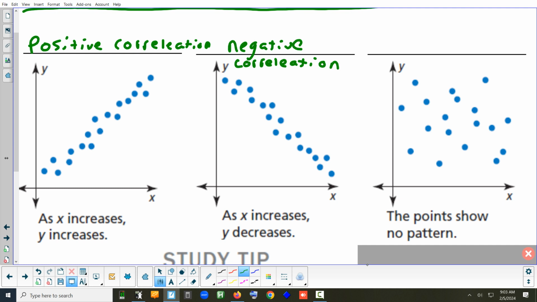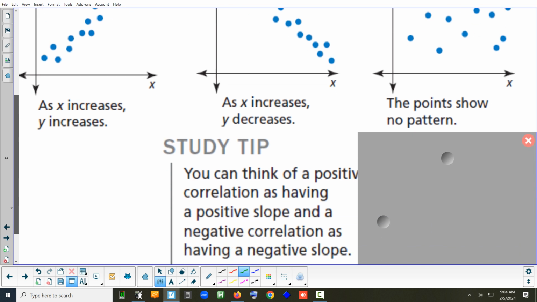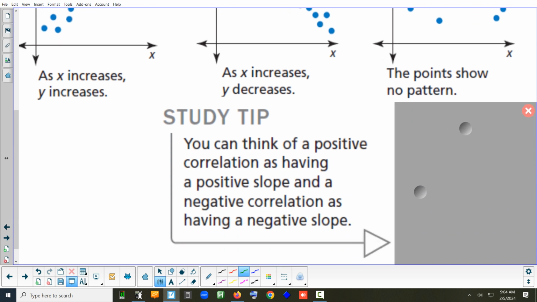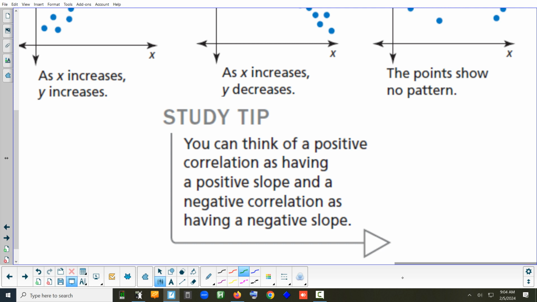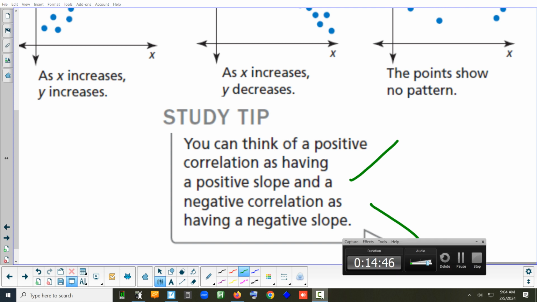And what do you think that one is? Yeah, that's no correlation. In a no correlation, the pattern of dots is pretty much random, and you can't really draw any line through it. So those are the three types of correlations we'll look at: positive, negative, and no correlation. And I think somebody had said this earlier. You can think of a line with a positive correlation as having a positive slope, goes up to the right, and a negative correlation goes down to the right. Any question on that?